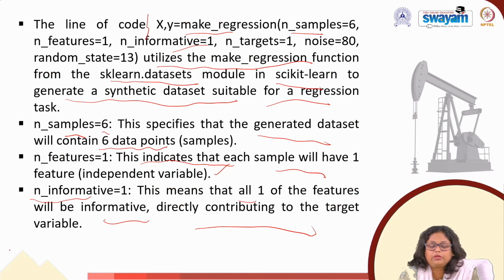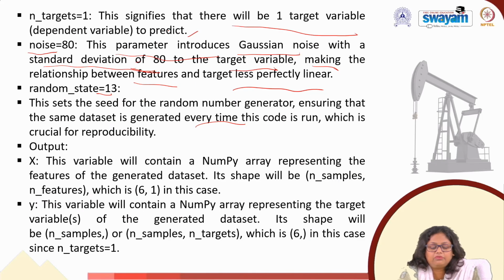Go back. Okay, no. So here we do have the x and y. So what does this give you? Finally, the output we want is x and y. This variable x will contain a numpy array representing the features of the generated data set, and the shape will be n_samples by n_features.